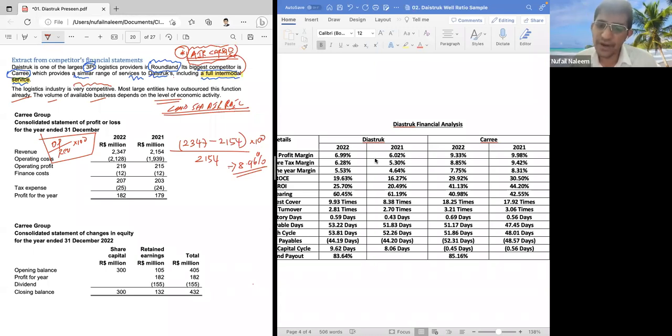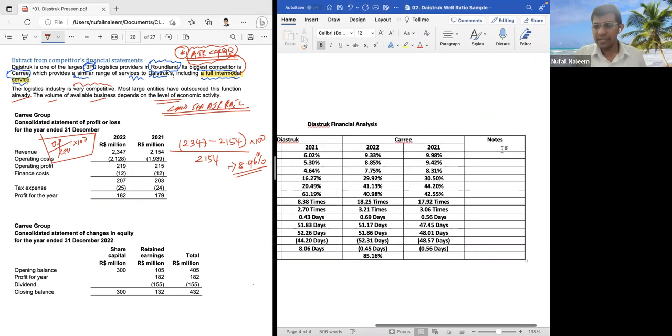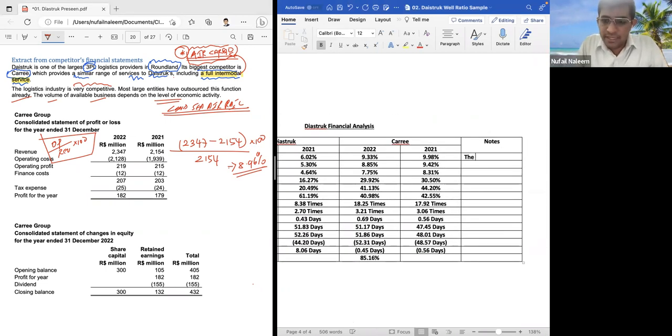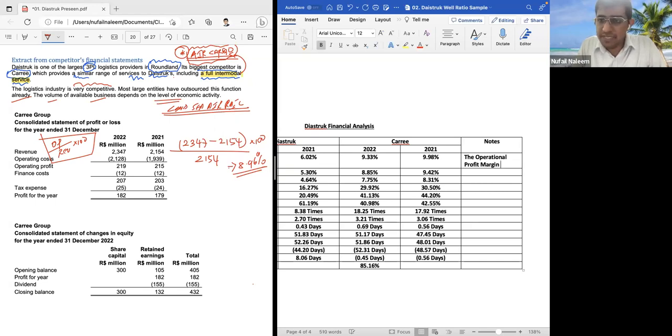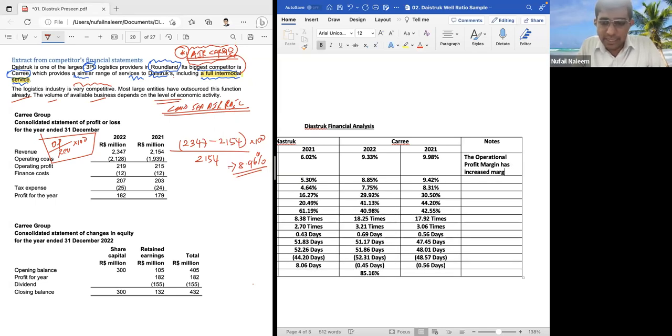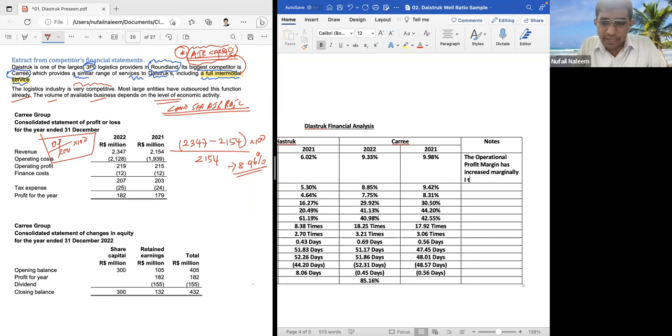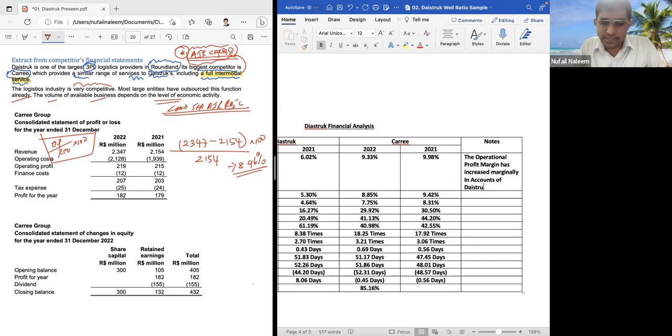Students, can I get a confirmation from you all if you understood the rationalizing, how you are connecting the numbers to the situation? Because that is very, very, very important from a strategic point of view, the dimensional way of thinking. Now I'm going to write the answer for that so that it will be very clear for you all. So I'll write down here: the operational profit margin has increased marginally in the accounts of Daistruk.